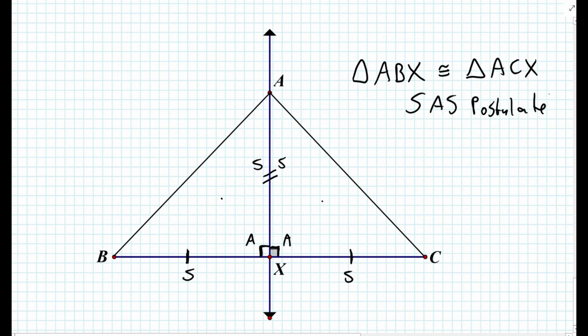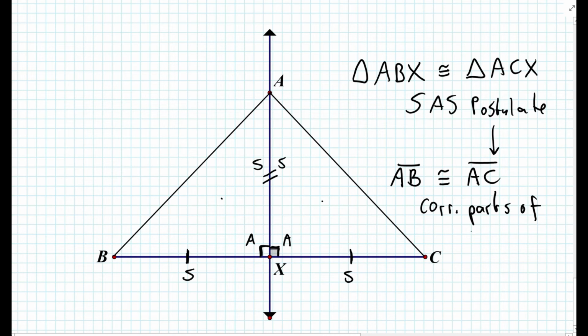So what can we say at this point? Well, at this point, we can now state that segment AB must be congruent to segment AC. And what's the reason for that? Because of corresponding parts of congruent triangles, so I'm going to abbreviate it here, are congruent. Okay? And there you go, we proved it.